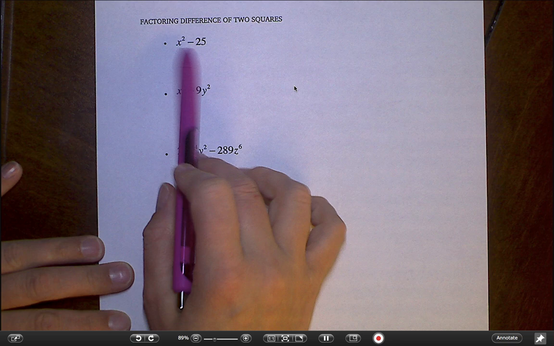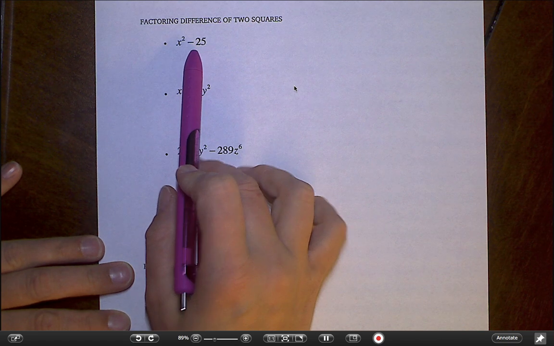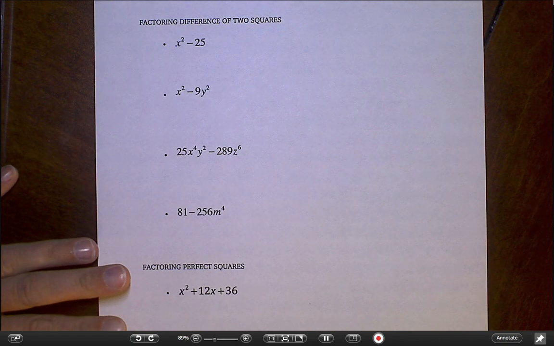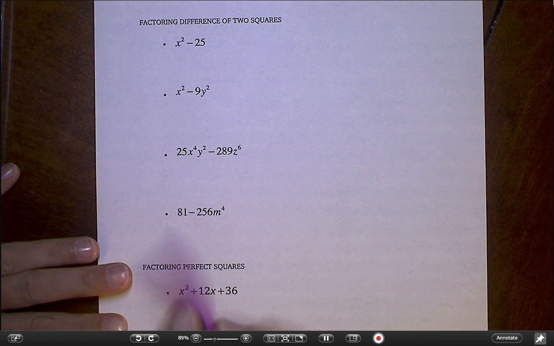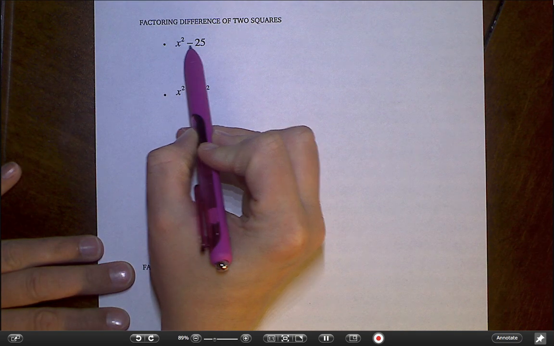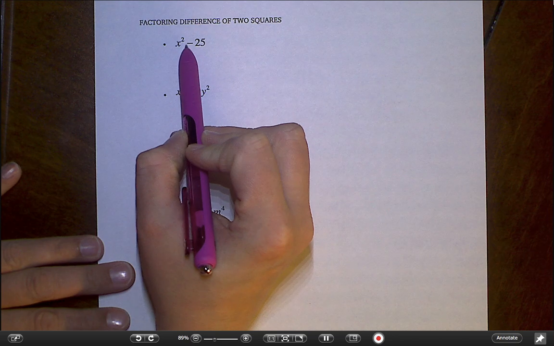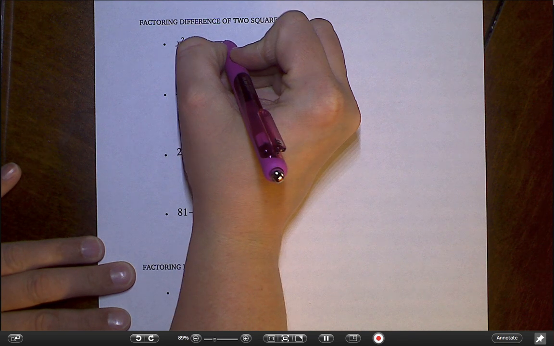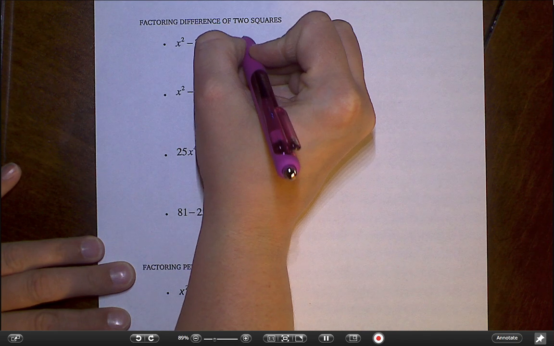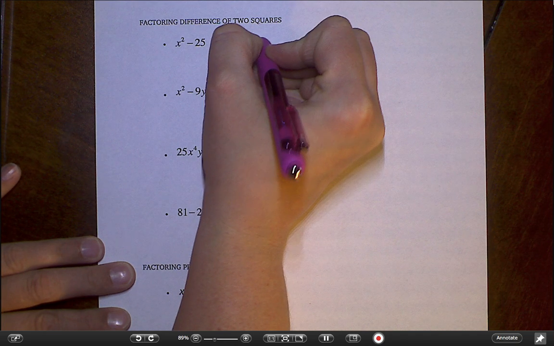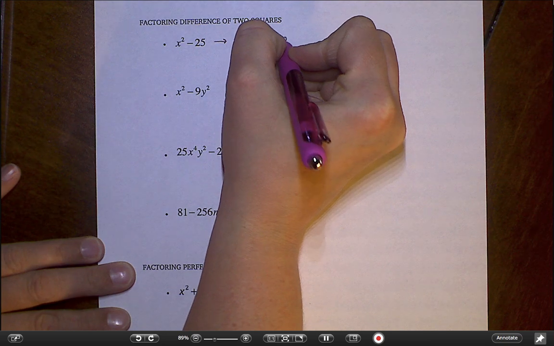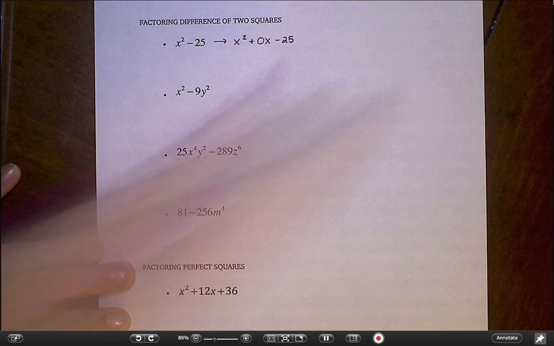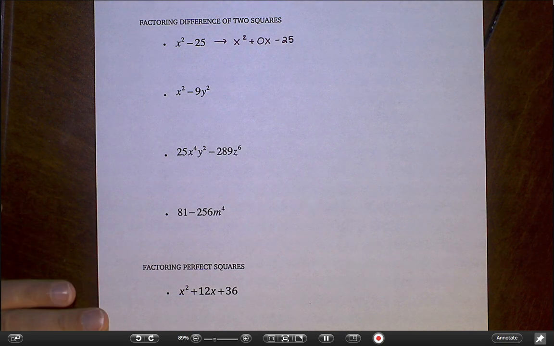And it looks a little different than what we were doing yesterday because yesterday we had trinomials. We had things with three terms, and this one only has two. But realize that what this is missing is that middle term, right? It doesn't have an x in there. And so I'm going to rewrite this thing as x squared plus 0x minus 25. Okay, now it looks like what we did yesterday.